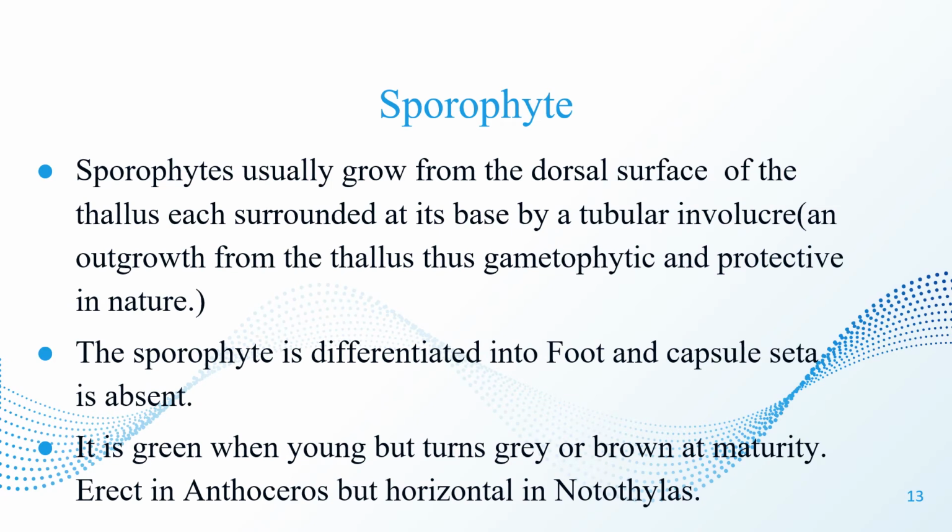Sporophytes usually grow from the dorsal surface of the thallus, each surrounded at its base by a tubular involucre, an outgrowth from the thallus of the gametophyte, which is protective in nature. The sporophyte is differentiated into foot and capsule. Seta is absent. Usually the sporophyte gets differentiated into foot, seta and capsule, but here the seta is absent. It is green when young but turns grey or brown at maturity. You can see the horn-like structure. It is vertical in Anthoceros but horizontal in Notothylus.